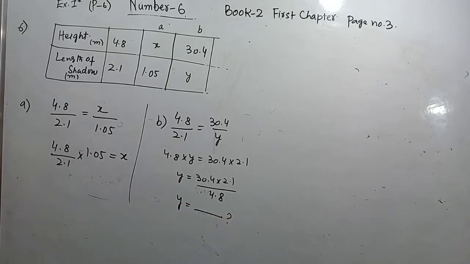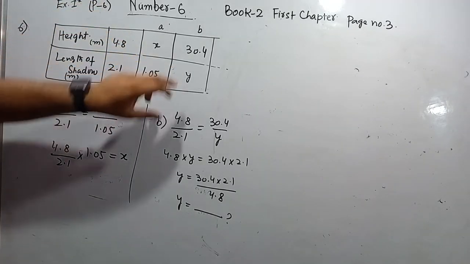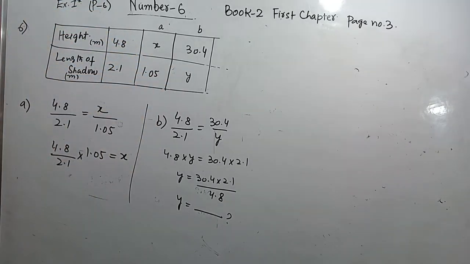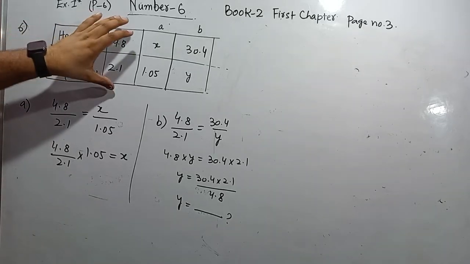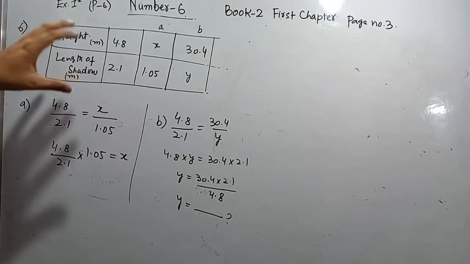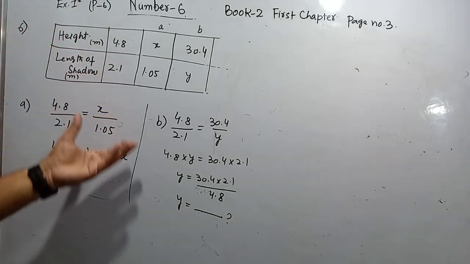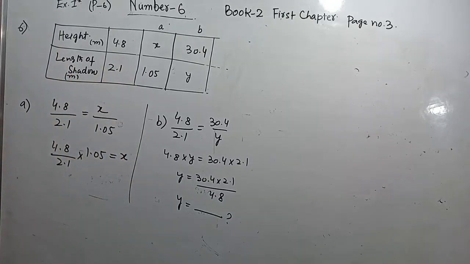What is the value of y? What is actually y here? It is the part B, find the length of its shadow. We are finding here the length of the shadow. This is question number 6. Why did we make the table? Because we know this is in direct proportion, it is given, so that we can find the values from this table.